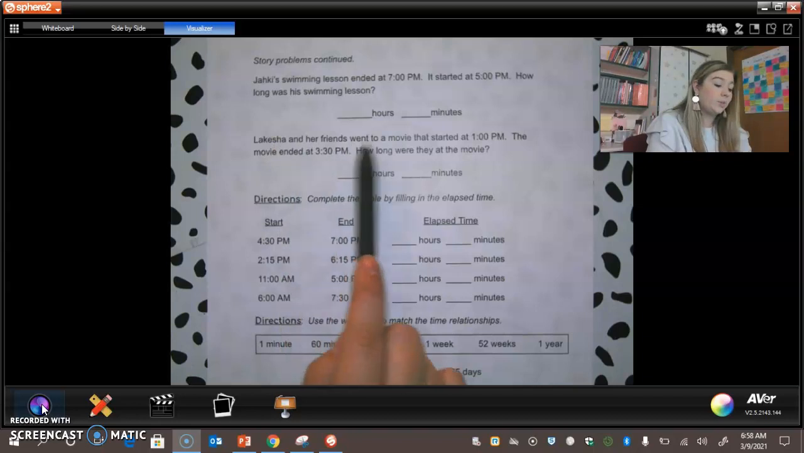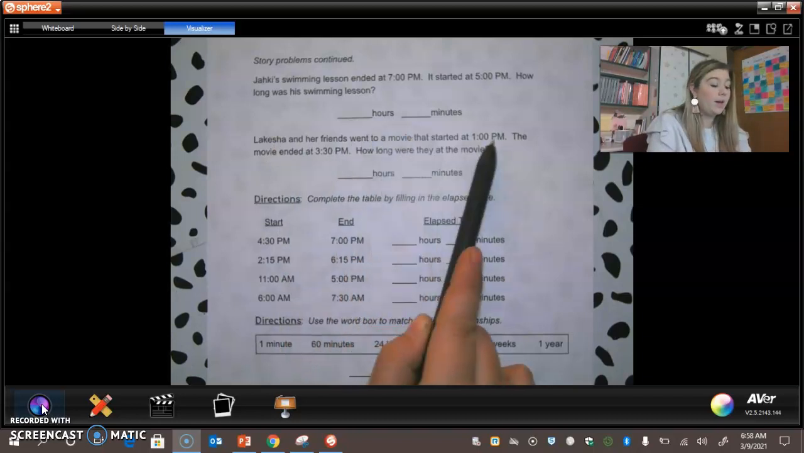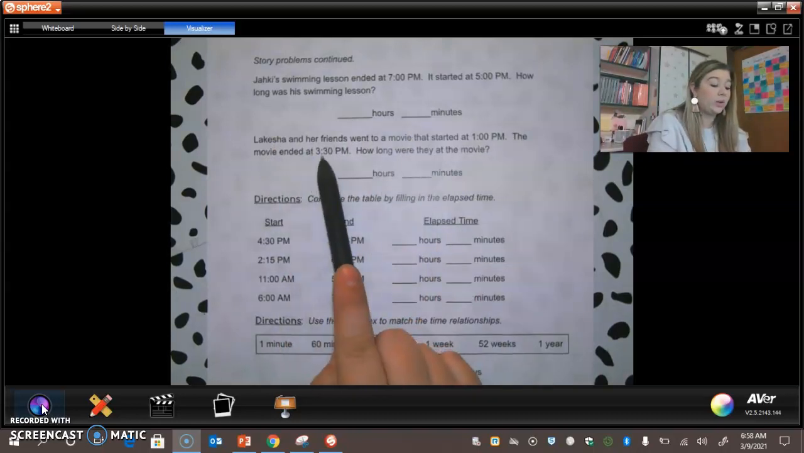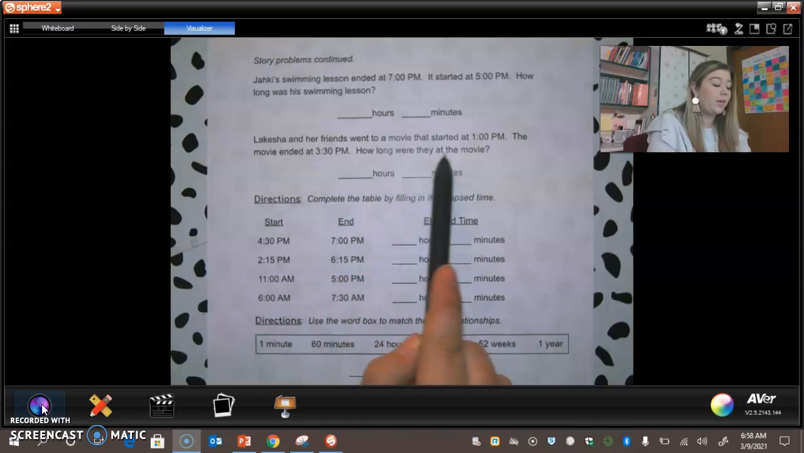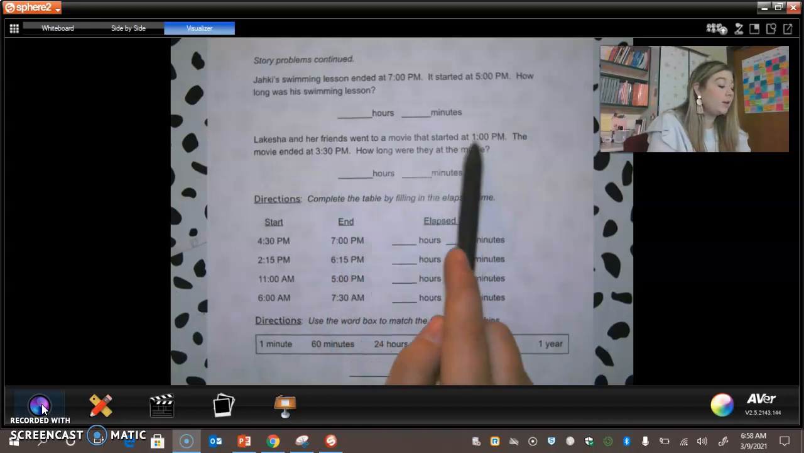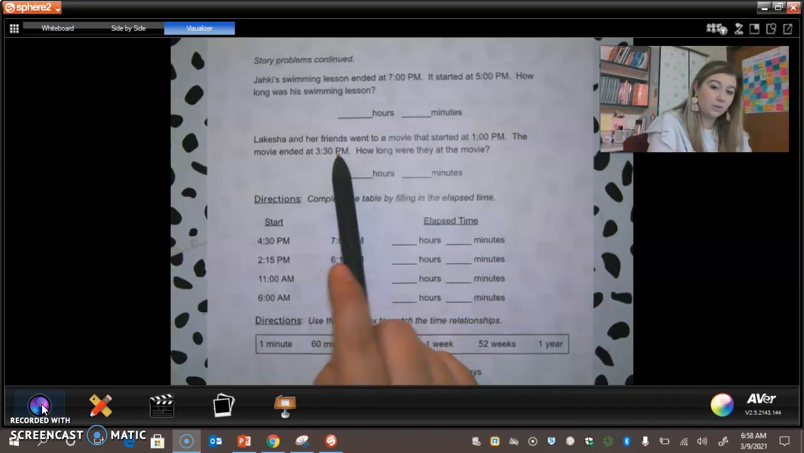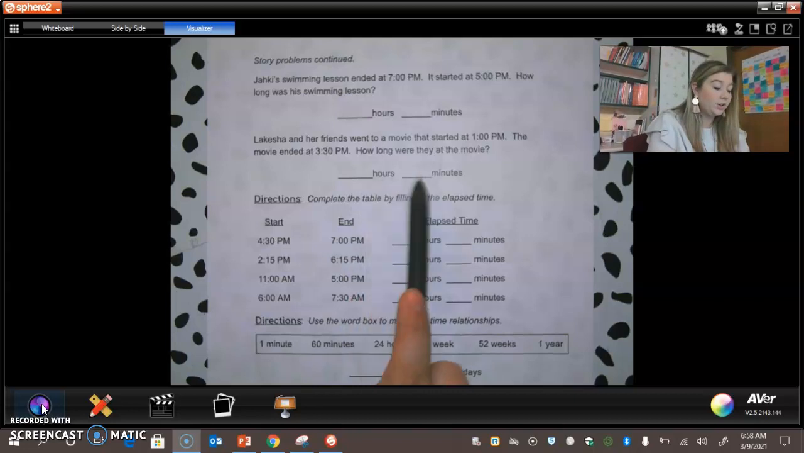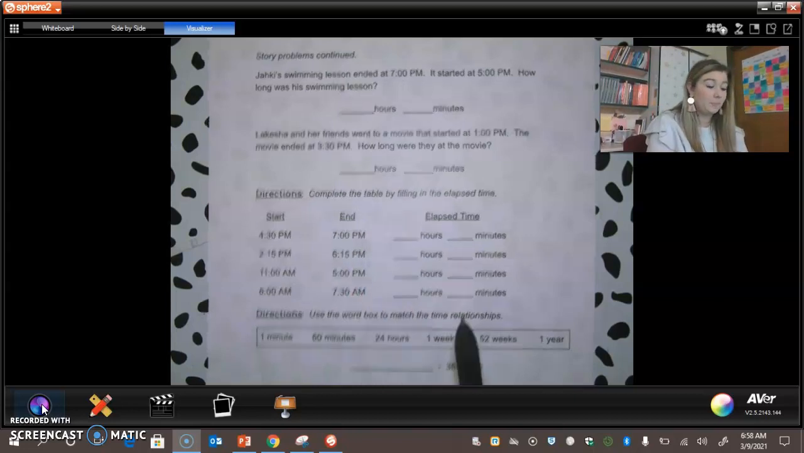Lakeisha and her friends went to a movie that started at 1 p.m. The movie ended at 3:30 p.m. How long were they at the movie? So again, you need to find how much time from 1 p.m. to 3:30 p.m. Put your hours here and your minutes here.